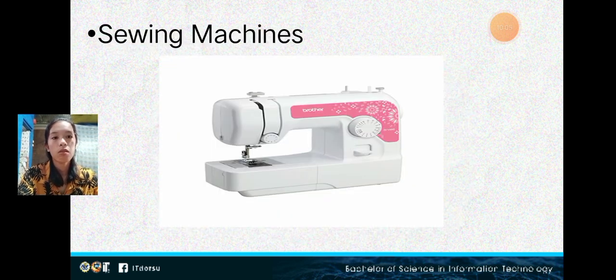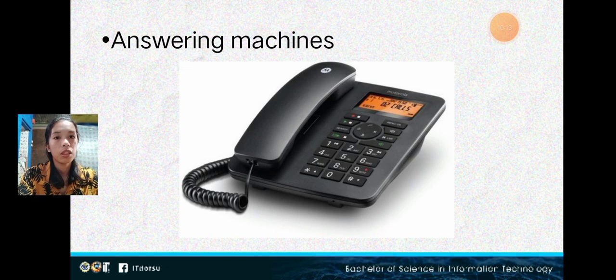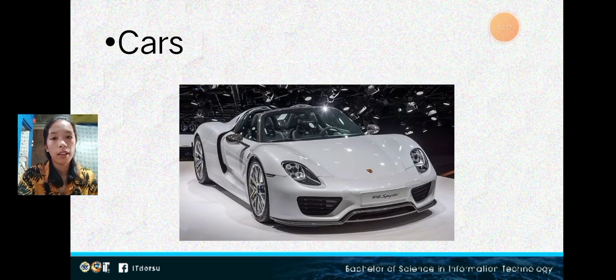Sewing machines, because they only perform a single task. Answering machines and cars. So there are a lot of embedded computers, but these are some examples of embedded computers. So that's it.